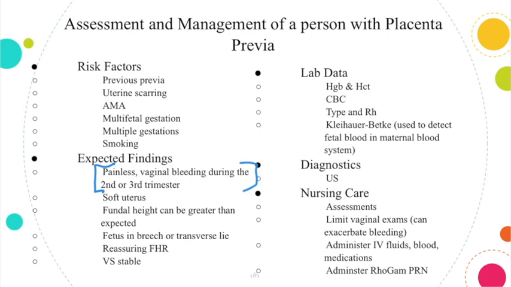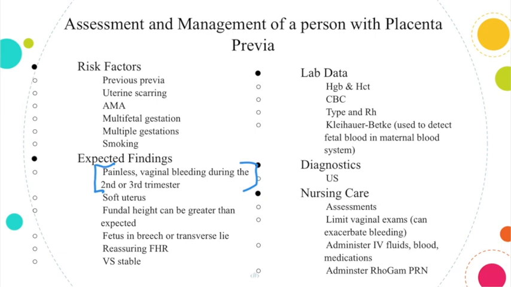Who is at risk for developing a placenta previa? Once you have one previa, your risk goes up of having more. Any kind of scarring on the uterus. Placentas are drawn to scarring. So if you've had a low cervical transverse C-section, there's a scar on the lower part of the uterus. The placenta is going to be drawn to that scar. It's just the way it is. Advanced maternal age, multiple gestations, and smoking.